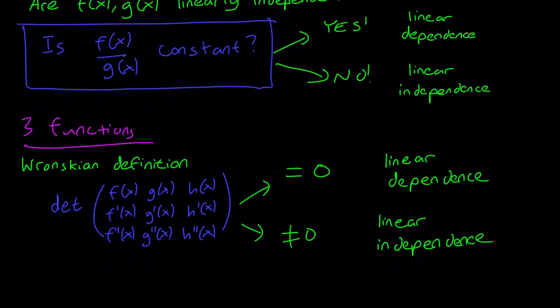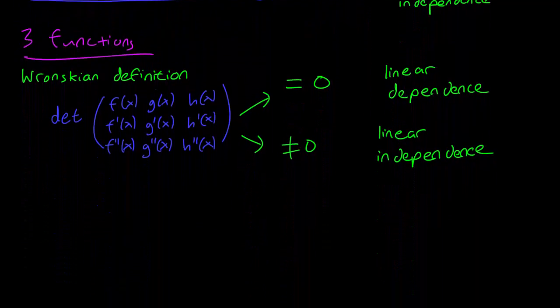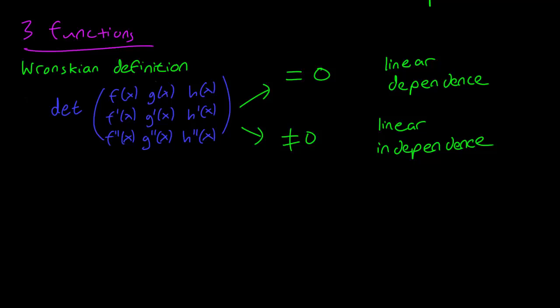For three functions, there are actually two definitions of linear independence that are useful. The first is the Wronskian definition, and this is typically the definition you want to use for actually calculating linear independence. It's easier to use, I think. So if you have three functions, f(x), g(x), h(x), you can write down a 3x3 matrix by taking the first and second derivatives like so. If the determinant is 0, you have linear dependence, and if the determinant is non-zero, you have linear independence.